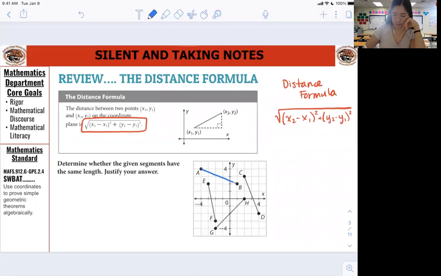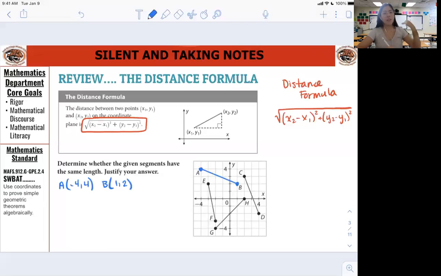line segment AB, my blue one right here. First things first, let's just write down what the coordinate points are for A and for B. So what are my coordinate points for A? Good, -4, 4. And for B? 1, 2. Easy peasy.